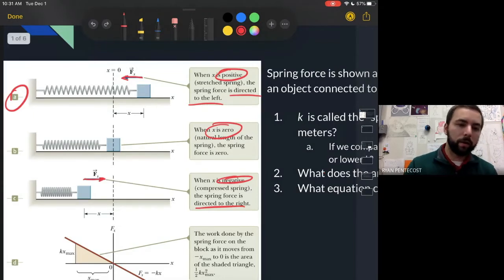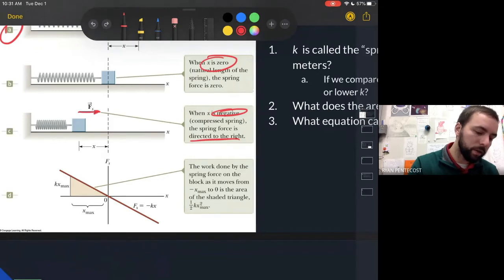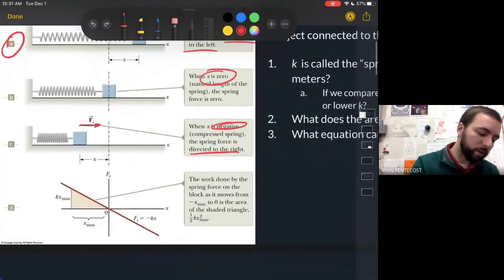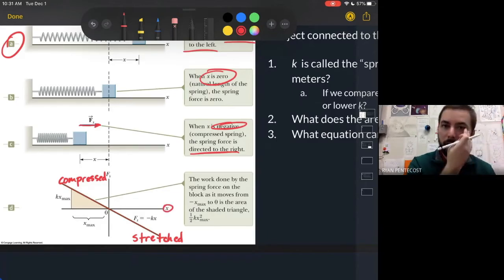Now, let's look at the graph down here. This is a graph of a spring being moved from contraction over here. Right here, you have a compressed spring, and then it moves over here to be stretched, because being stretched would be a positive x. Here's your positive x. And then being compressed would be your negative x.